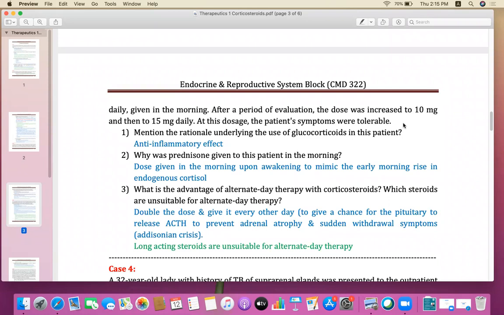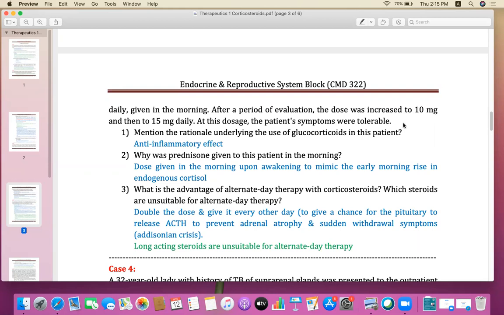Now, what is the first question? Mention the rationale of using glucocorticoids in these patients. Obviously, it is the anti-inflammatory effect. Why was prednisone given to this patient in the morning? The dose is given in the morning upon awakening to mimic the early morning rise in endogenous cortisol.